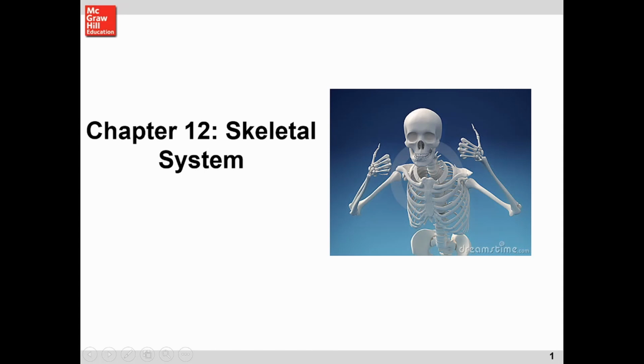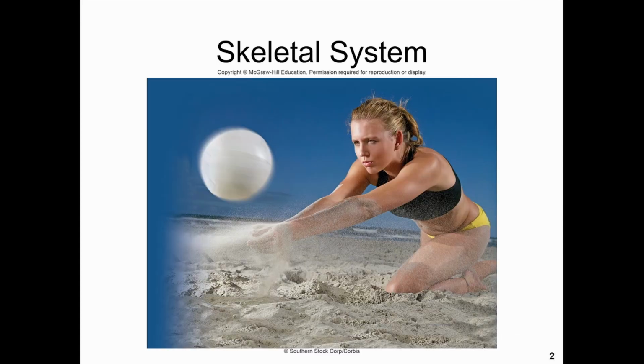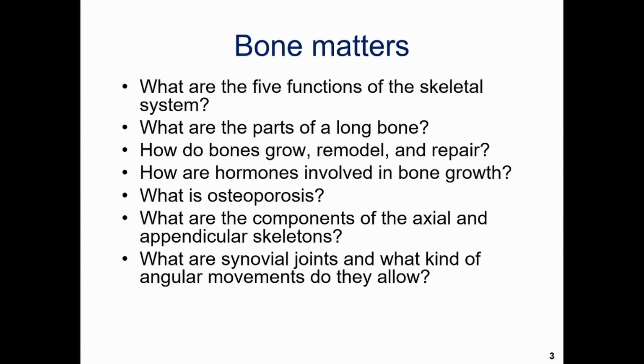So we're starting our movement module with the skeletal system, which is ultimately going to provide us with an anchoring system to allow for muscles to contract and anchor to. The skeleton does not just provide anchoring though, there's other functions that are involved with the skeletal system as well. And so we're going to go into those 5 functions, and then we're going to talk about a long bone and what are the different parts of the long bone.